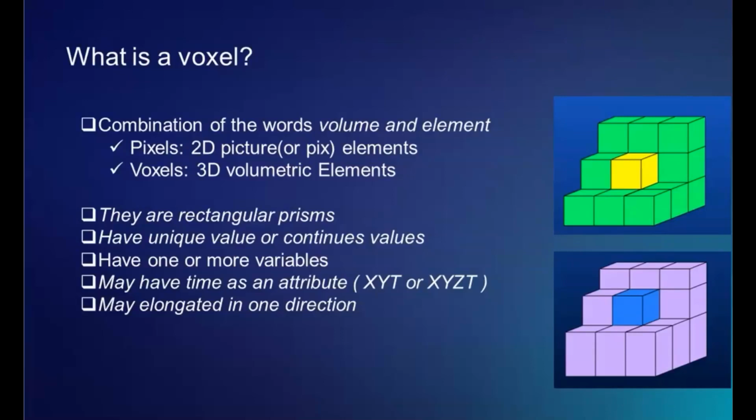Voxels can also be elongated in one dimension. They're not required to be perfect cubes. Which dimension is elongated just has to be uniform across all the adjacent voxels. This is shown in the lower image on this slide. In ArcGIS Pro, it is also possible to apply a vertical exaggeration to your voxel layer, scaling its height by a factor that you set.